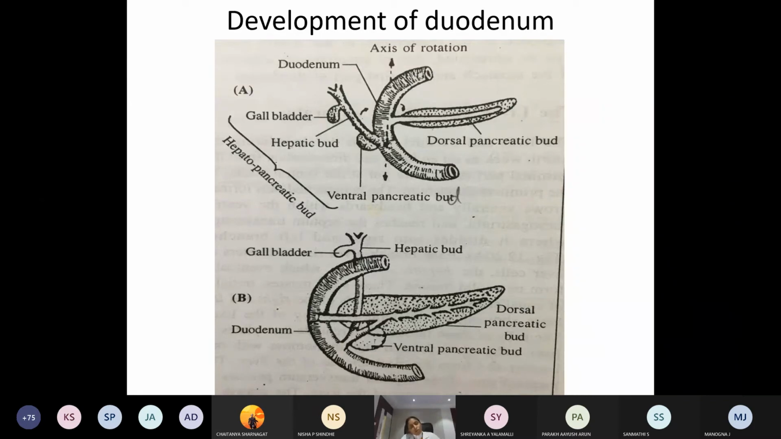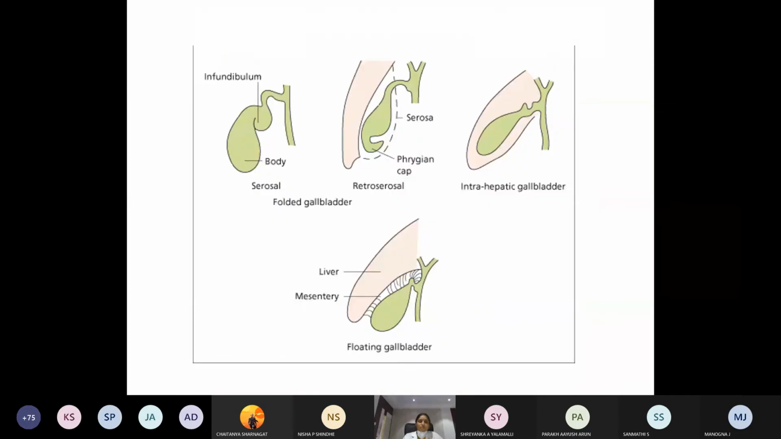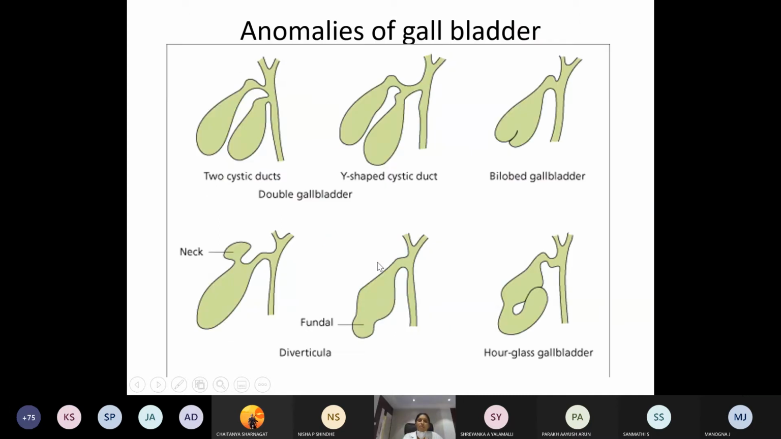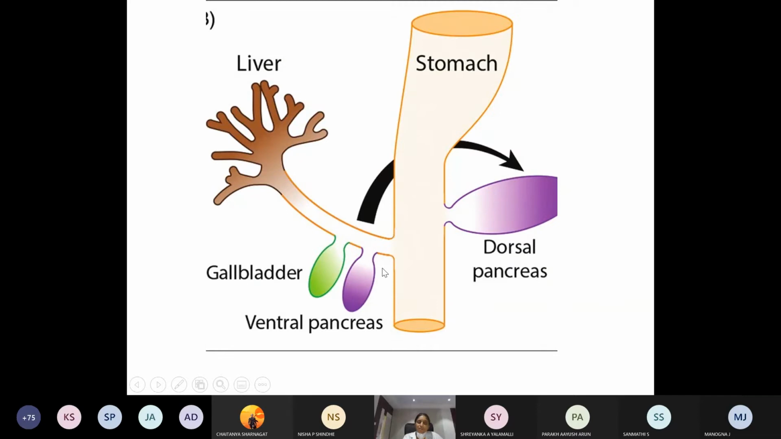Now, I am telling only about hepatic buds here. I am not concentrating on the pancreatic buds. But the diagrams are already shown here. The pancreatic buds are also there. So, from where do these pancreatic buds arise? See here, this diagram which I had put before, there is a pancreatic bud also developing from the same anterior border, right? So there is not only one pancreatic bud, there are two pancreatic buds.